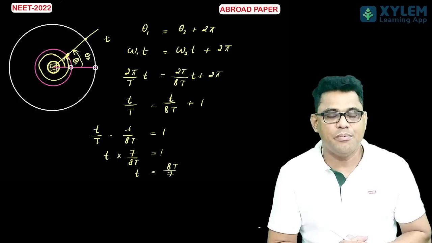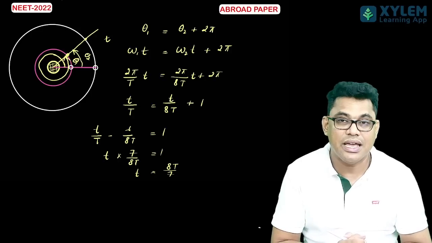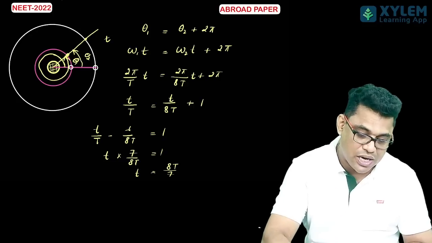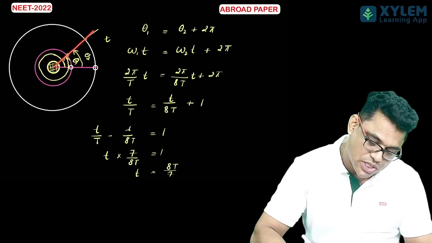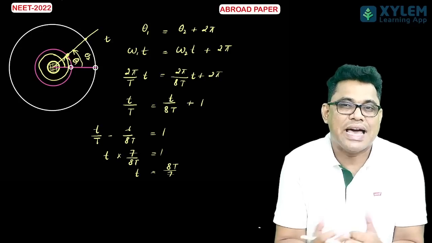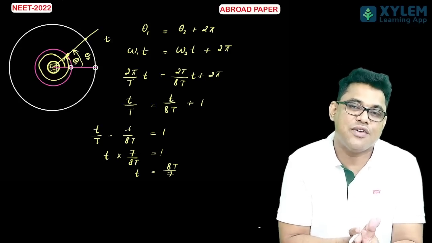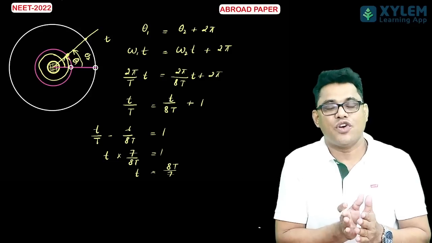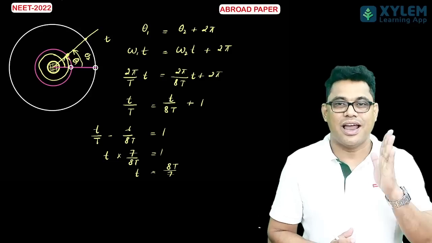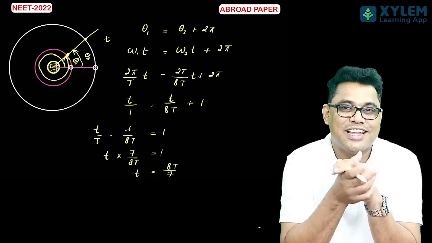That means after the minimum time 8T divided by 7, which is much less than 8T, the planets can be in a straight line. But that straight line is not the same straight line. Therefore, in this question, there is a problem of clarity. We don't know whether they are asking for a straight line or for the same straight line. If they are asking for the same straight line, the answer is 8T. If they are asking for a straight line, the answer is 8T by 7. But somehow 8T by 7 is not there in the answer options.